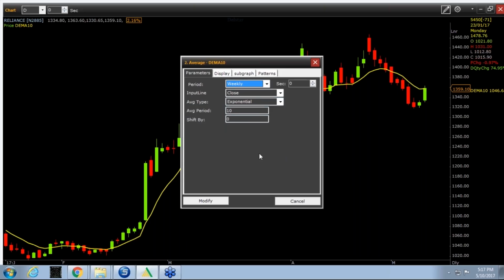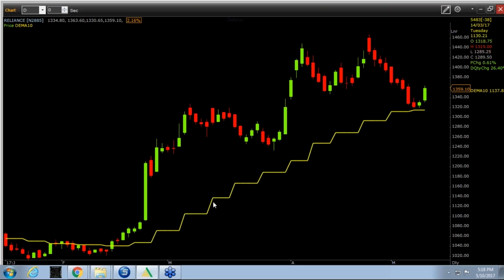So now if you just look at the parameters here, what we find is that the period is daily. Now I simply go and make this period weekly. Rest everything remains the same, and I do a modify. So now see what has happened. This is a daily chart which we are seeing, because if you can see at the bottom, you have the daily chart. But on this daily chart, you have a weekly 10 period exponential moving average plotted.